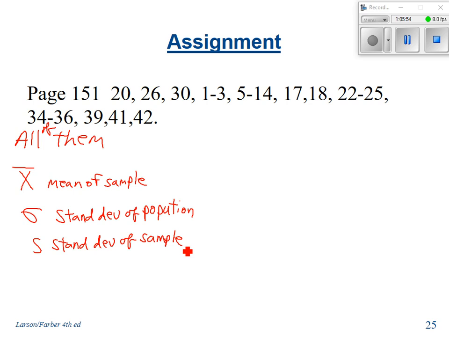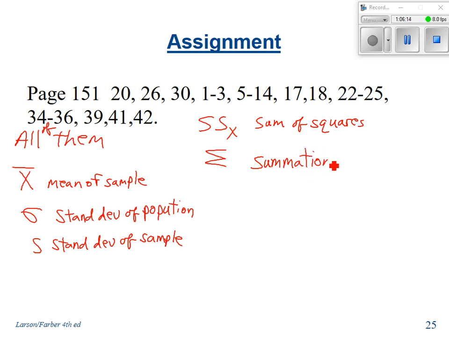What else? That's squared. Sum of squares. And then what's the E-looking thing called? Summation. You're just adding everything up, whatever comes after. What else? Boy, there's like 20 questions and we got 5.